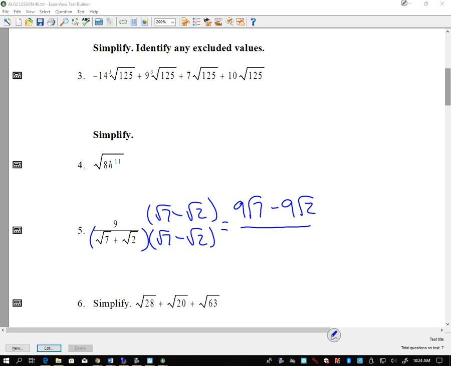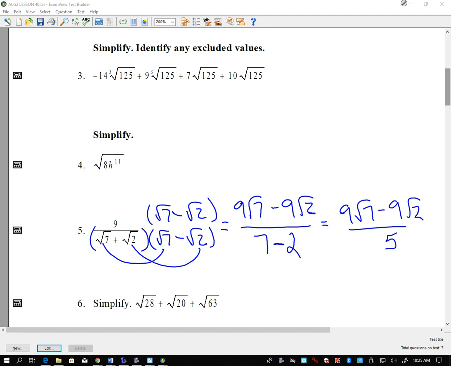Down here, I'm foiling. So radical 7 times radical 7 is? 7 times 7. What's the square root of 49? 7. Okay? Because it's a sum and difference, I only have to do the first and the outer. Square root of 2 times negative square root of 2. Well, what's the square root of 4? 2. But I'm getting a minus 2. So I actually get 9 radical 7 minus 9 radical 2 over 5. Let's check that answer. Number 5.